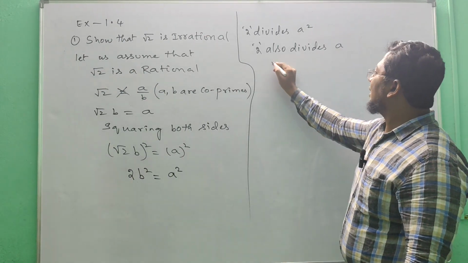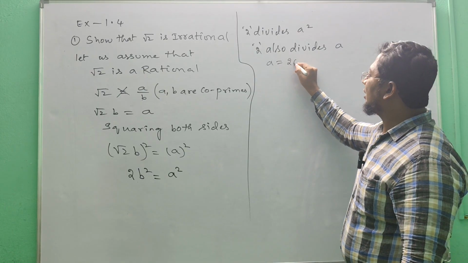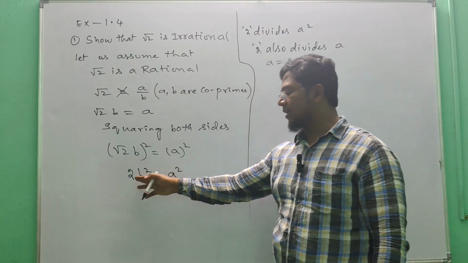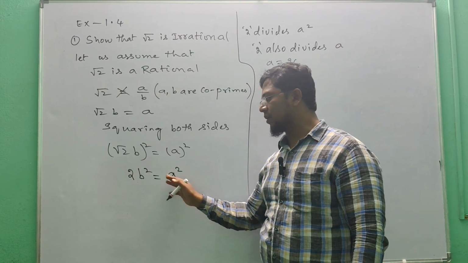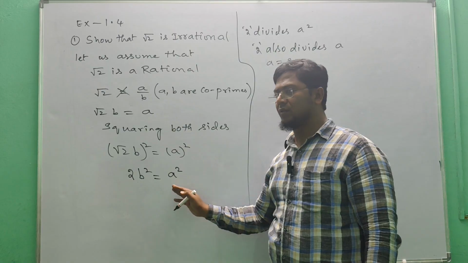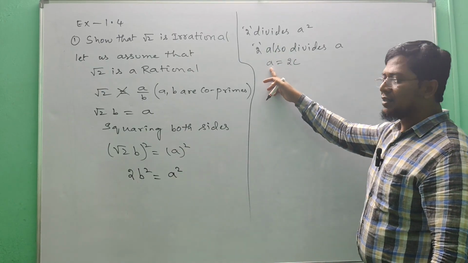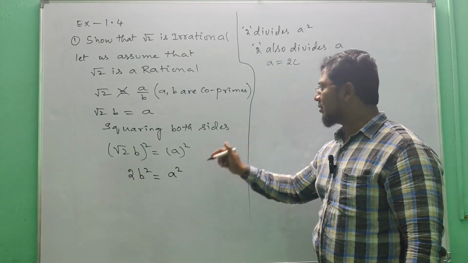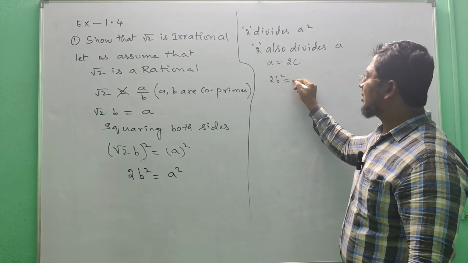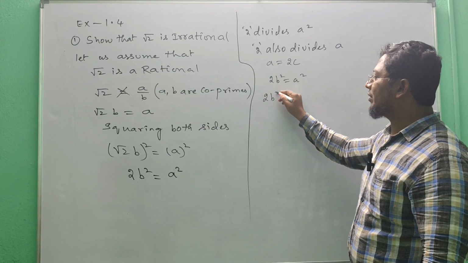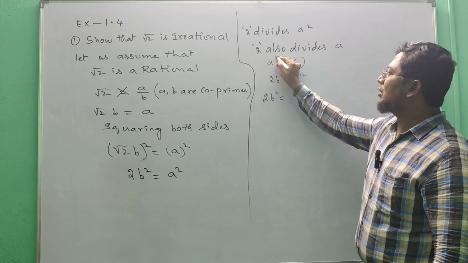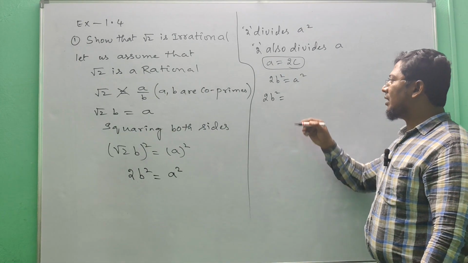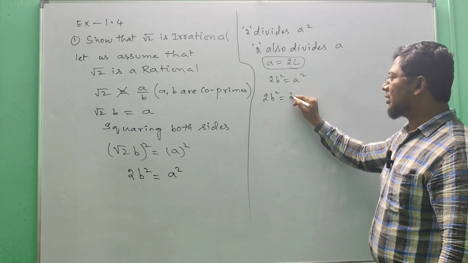So we have to write here a is equal to a multiple of 2. Suppose we are in the case 2 b square is equal to a square. 2 divides a square, 2 also divides a. A is a multiple of 2, which means a is equal to 2c. We have to substitute here. In place of a, we have to substitute 2c.